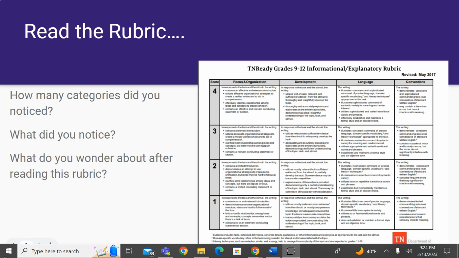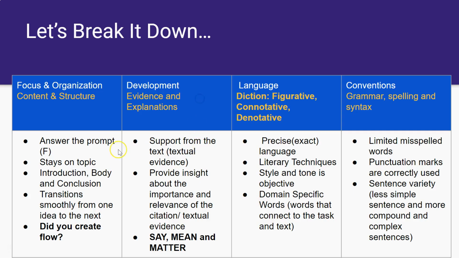But if you are able to see, you notice that we have 4 categories: focus and organization, development, language, and conventions. We're going to deep dive into that right about now. So let's break this down. What is focus and organization? Focus and organization is simply the content and the structure. It is what you're writing, and it is the structure. Well, how do we ensure that we're hitting all of the points or marks on focus and organization?